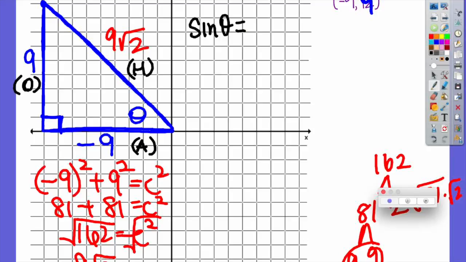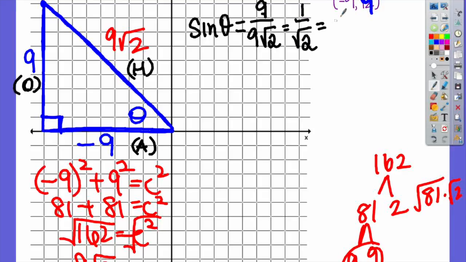Y over r, opposite over hypotenuse, so that's 9 over 9 square root of 2. That can simplify. To what? And that can simplify to? Can you have a radical in the denominator? So you have to multiply the top and the bottom by that denominator.